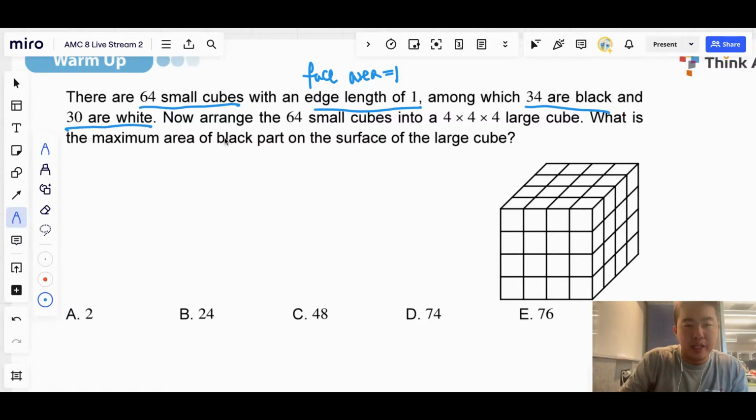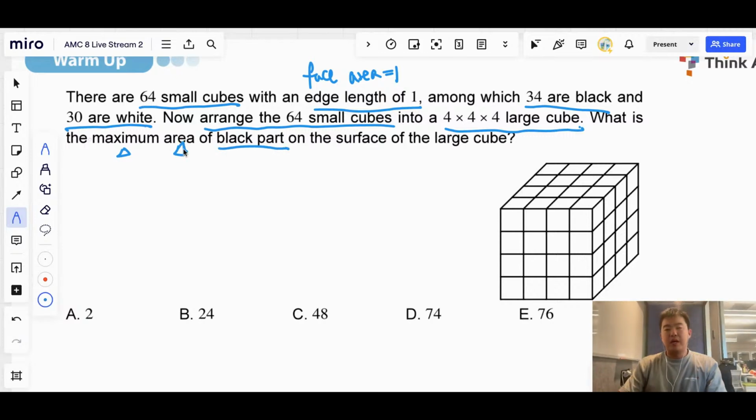Now, we are arranging the 64 small cubes into a 4x4x4 large cube. As shown in the figure below, what is the maximum area of black part on the surface of the large cube? So think about if we want to achieve the highest number of black faces on our large cube, which are the most ideal positions to arrange these black cubes? On the corner, right? Why?